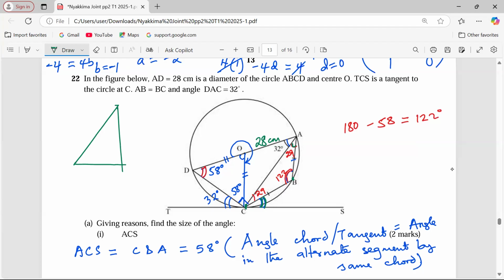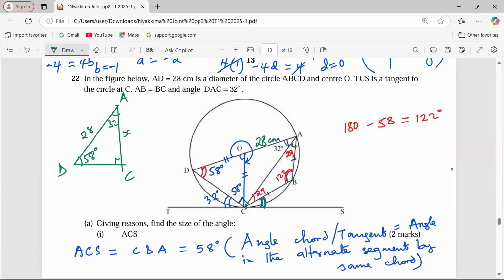So we have the triangle here, right angled at C. This is A, this is D. The angle here is 58. The angle here is 32. The length here is 28. So we can use either... which length do we want? This one. It is length AC that is needed.